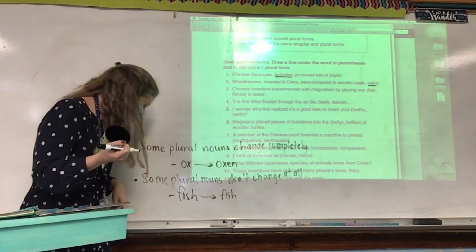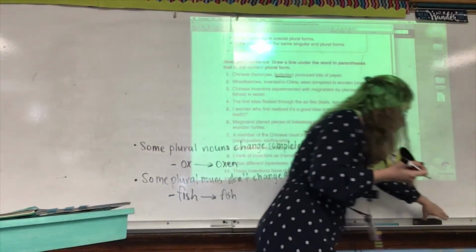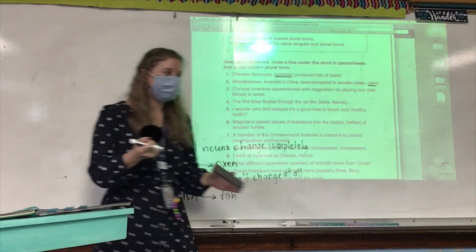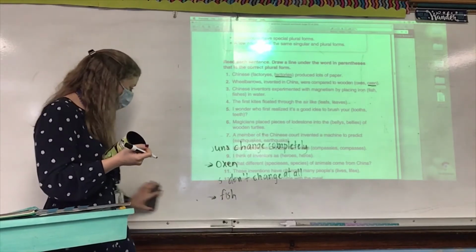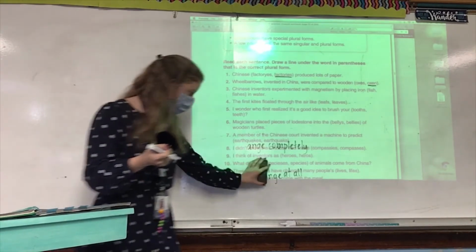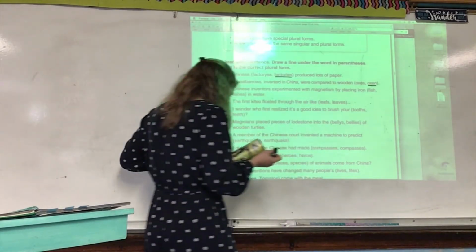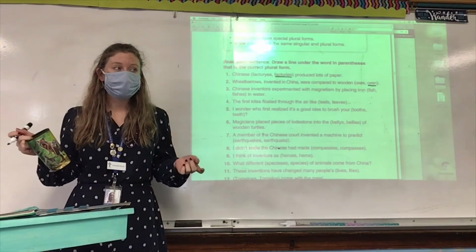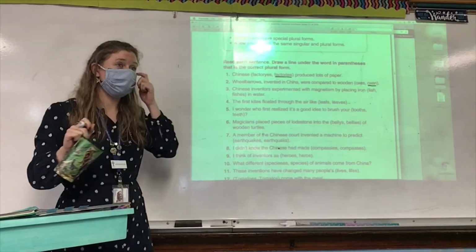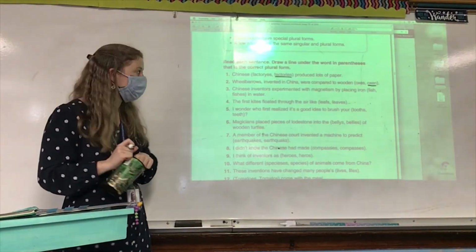We have to memorize that the plural of ox is oxen, because there is no rule that tells us which nouns completely change. There is a rule that tells us when to add ES, but there's not a rule that tells us when to completely change the word.